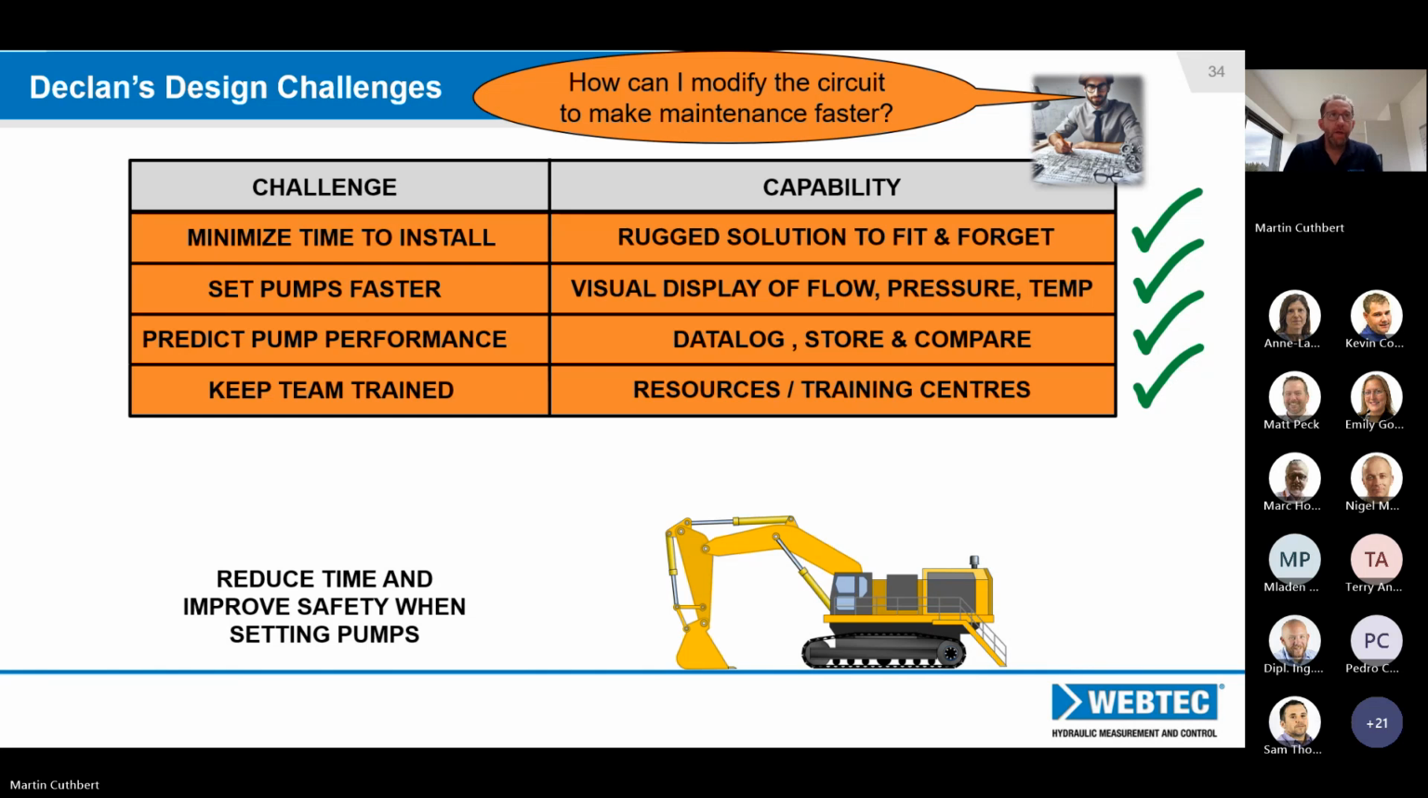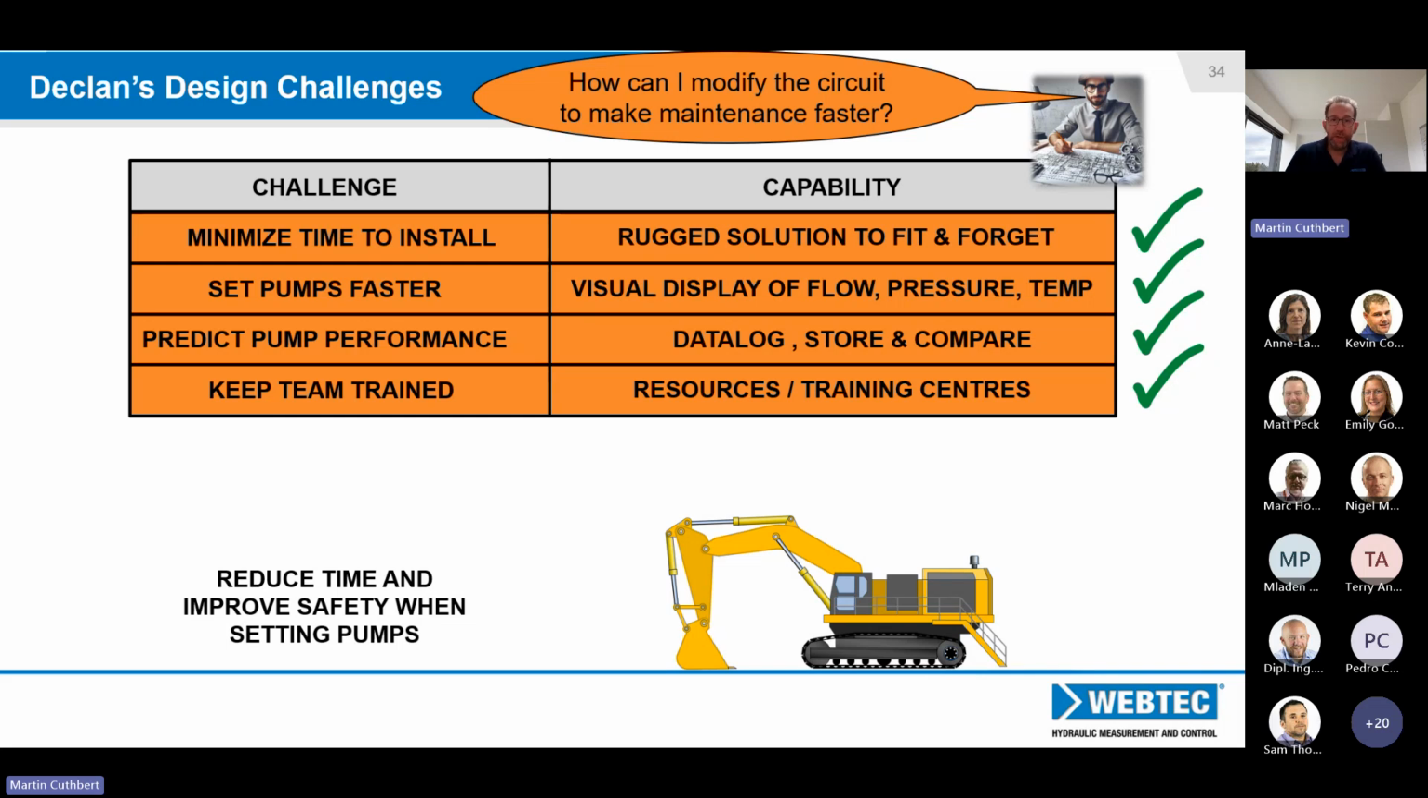Okay, so if we just look at the 4 challenges we've covered there for Declan, he wanted to minimise the time to install, saving potentially 2 to 3 hours for each test. He wanted to set the pumps up faster, so he took a data logger to be able to display the flow, pressure and temperature and other settings at the same time. He wanted to predict pump performance, so he took those data logged values, stored them, and then compared them. And then in order to get the maximum out of his whole team, he organised a training course to keep them all trained. So that's Declan's particular challenge.